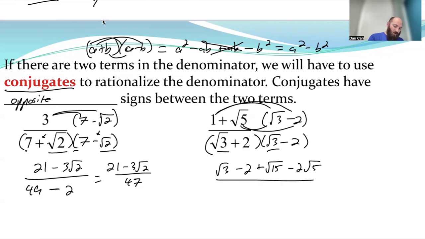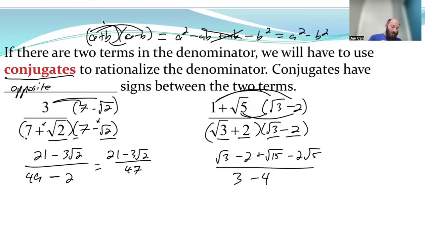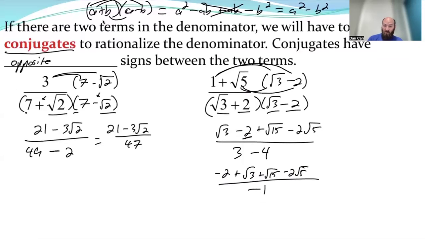Then underneath, I've got root 3 times root 3 is 3. Positive 2 and negative 2 is a negative 4. And again, that's my shortcut. I don't do all that. Here, if I look at what can I simplify in the numerator, not really anything. Some people like to put the non-radical numbers in front. So negative 2 plus root 3 plus root 15 minus 2 root 5 all over a negative 1 here. Since I'm technically dividing by a negative 1, I can just go back and simplify it by changing all my signs. So positive 2 minus root 3 minus root 15 plus 2 root 5. And that's it.